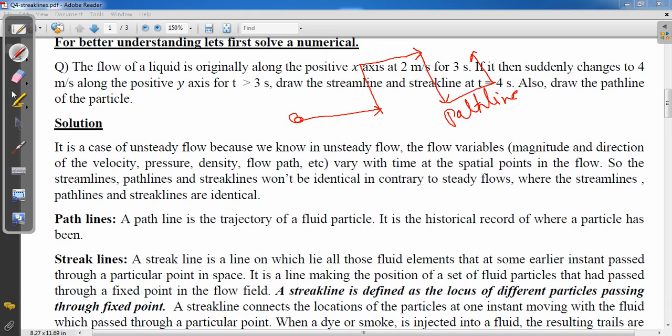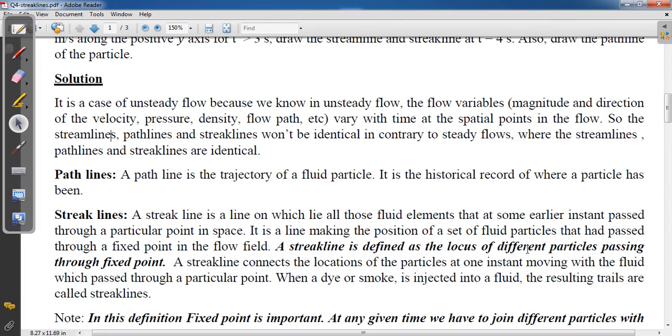Next definition is the streak line. A streak line is defined as the locus of different particles passing through a fixed point. Important words here are locus, different particles, and fixed point. So just remember this definition for the time being. In the next slide, I will make you visualize this definition.